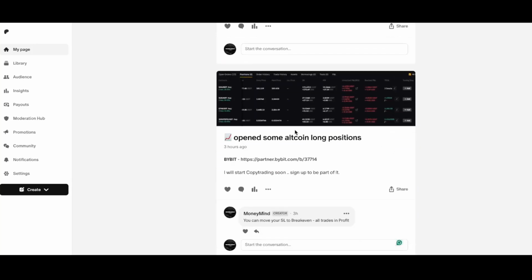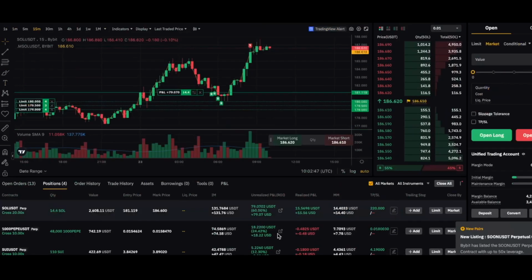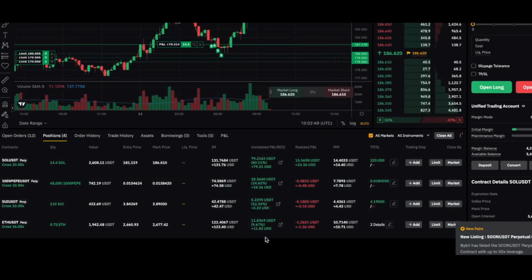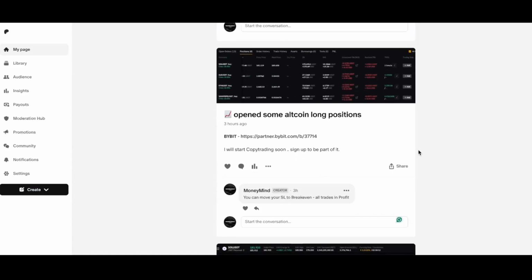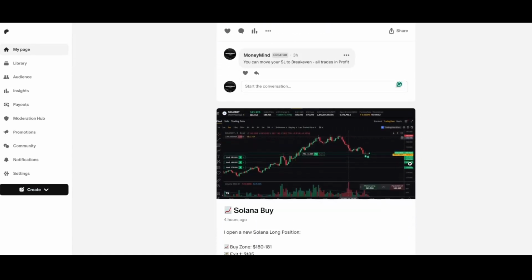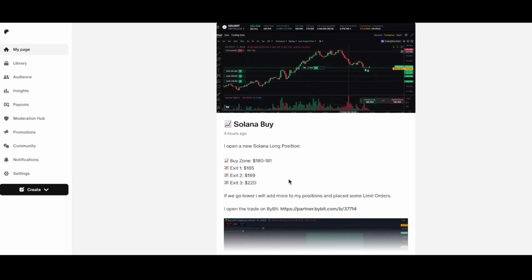I posted here 3 hours ago that I opened 3 long positions. They were all in a loss for a while, but now all 4 positions are in profit. Very nice. So congratulations to all who took this trade. I gave you the Solana position. If you also want to get these trade alerts, just go to the video description. There is the link to the Patreon channel. You can join it absolutely for free. There you can get all the trade information.